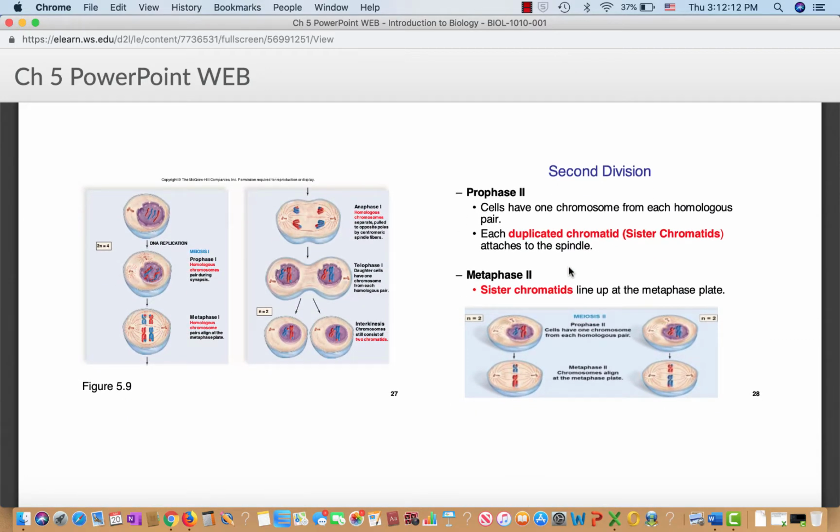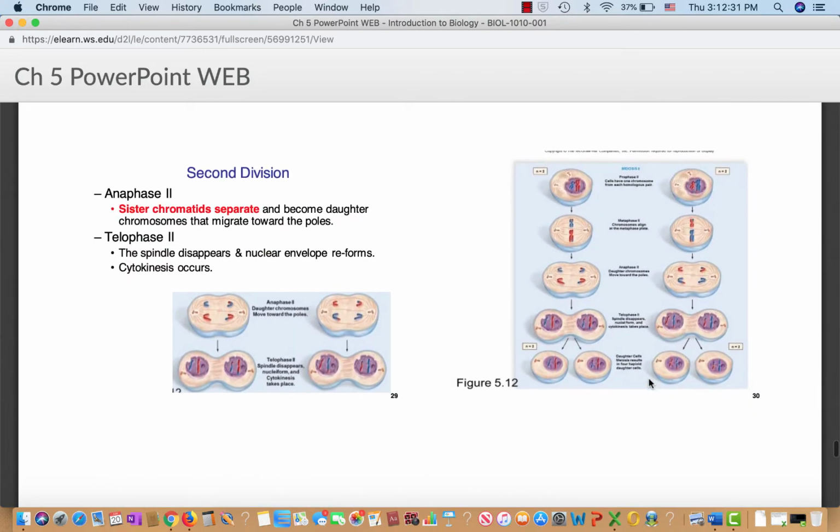So then you have your second round of cell division. You have prophase 2 and metaphase 2. And the key thing here is in prophase 2, your duplicated chromatids are attached to the spindles, and then in metaphase 2, they line up at the metaphase plate and are separated. So the result, and you have anaphase 2 and telophase 2, which goes just like it did in the previous steps.